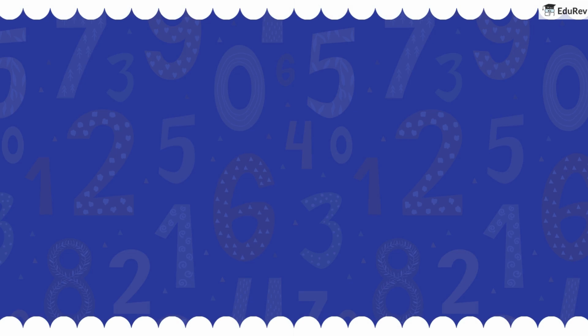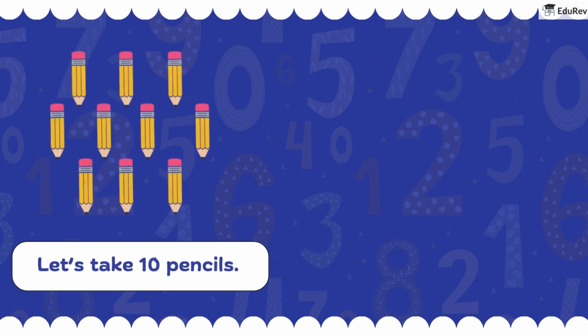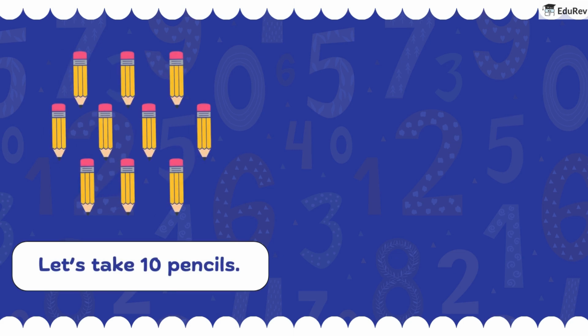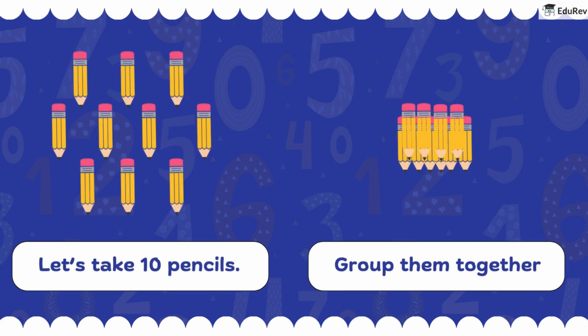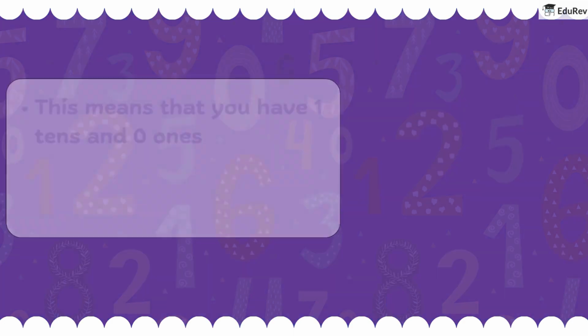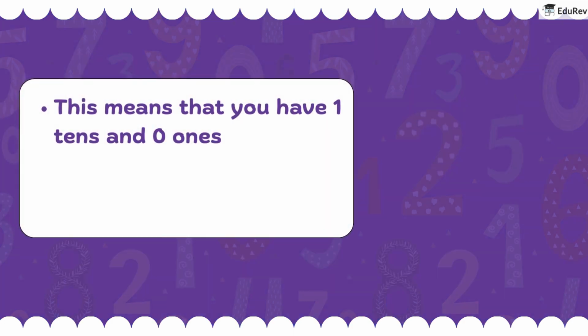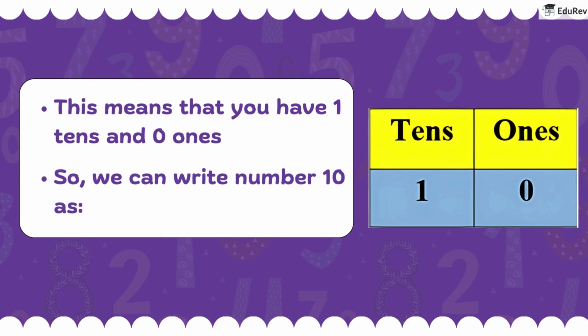The ones and tens concept. Let's understand the concept of ones and tens with an example. Imagine you have 10 pencils. You can group them into one bundle of 10. This means you have 1 ten and 0 ones. So, you can write 10 by keeping 1 in the tens place and 0 in the units or ones place.